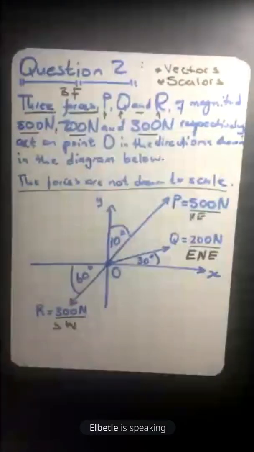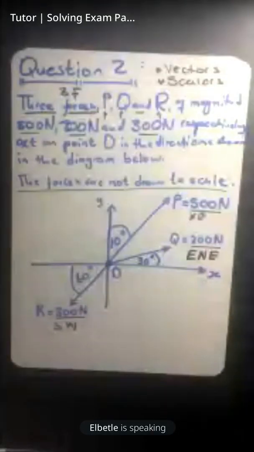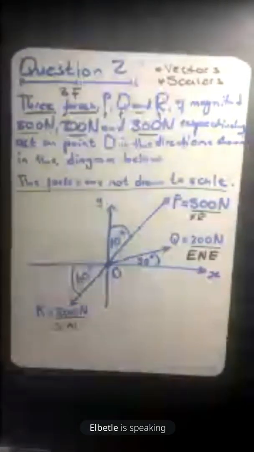So do we say, wait, P, Q, and R are classified as vectors because they have direction and magnitude? And do we have to mention the directions for each?